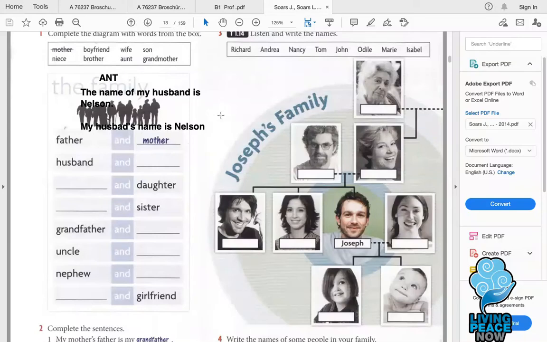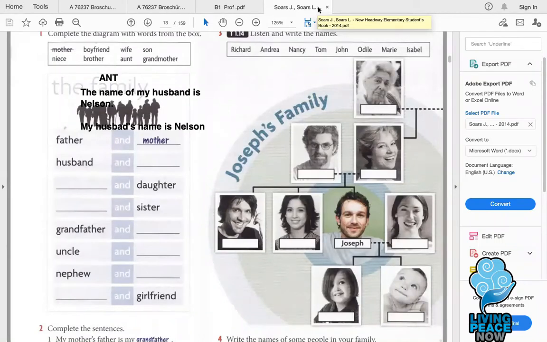Now Joseph's parents. Joseph's parents. His mother is Sabrina. I didn't hear you. Can you repeat? His mother is Odile. All right, Odile, and his father's name? John. All right.